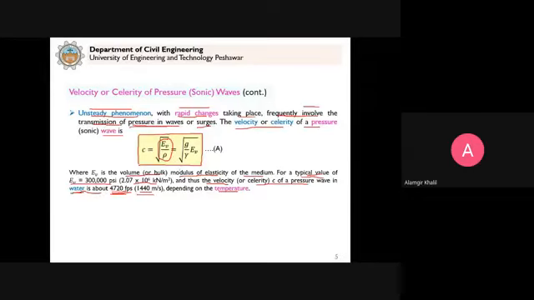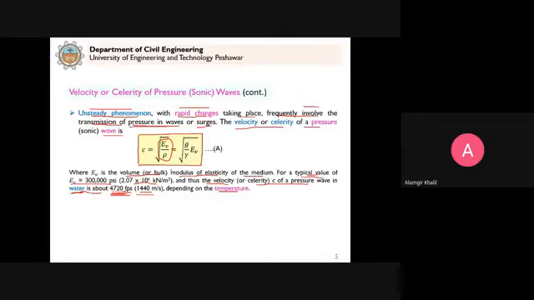But for water, if you have a pipe and you suddenly close the valve, this will set up a pressure wave. This pressure wave will travel with a velocity of 4,720 foot per second. But remember, this will be the velocity when the pipe is rigid. When the pipe is rigid, only the fluid is elastic.